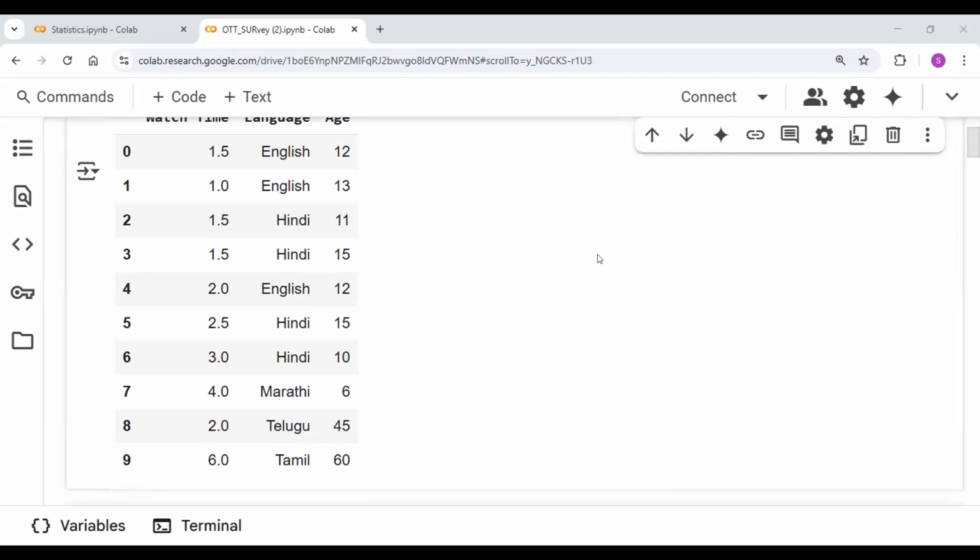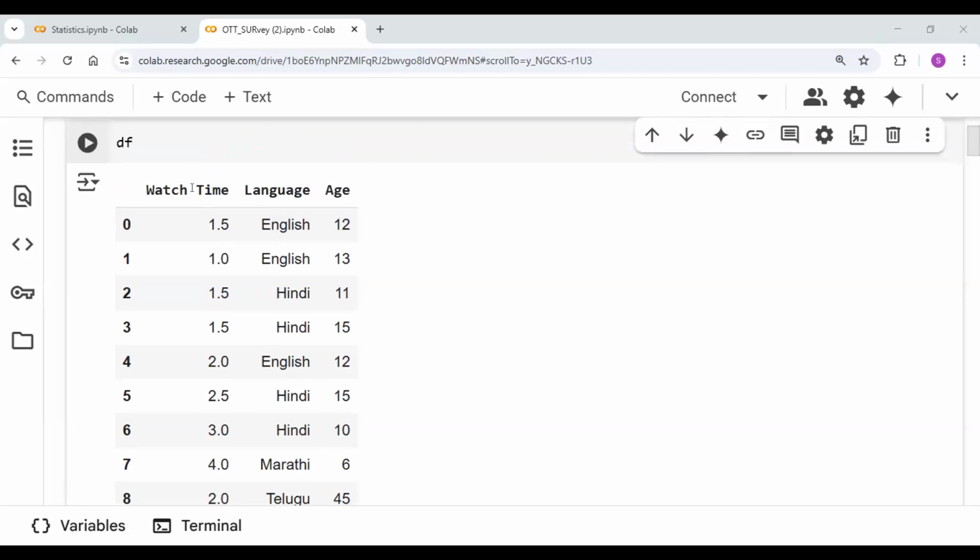So guys, one specific thing is that you can do descriptive statistics only with the numerical features, not with the categorical features. For categorical features, you can explore the mode, the most frequent value. Only mode alone we can implement on categorical types of features. So in this data, we have watch time and age.